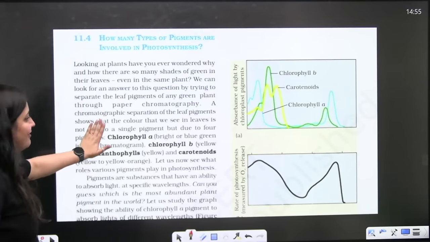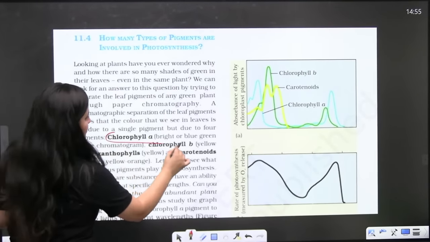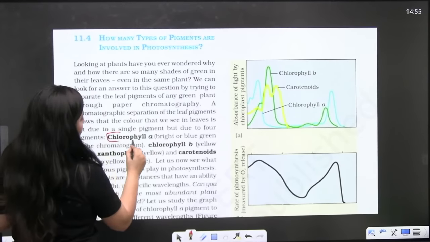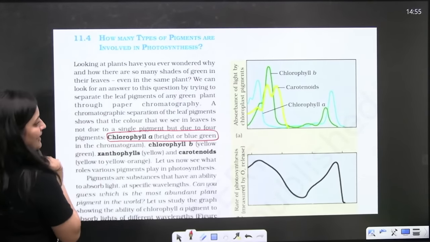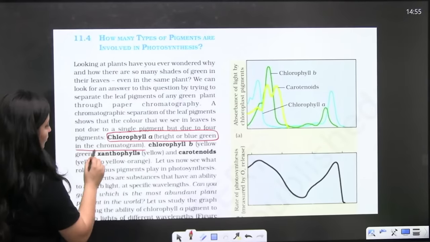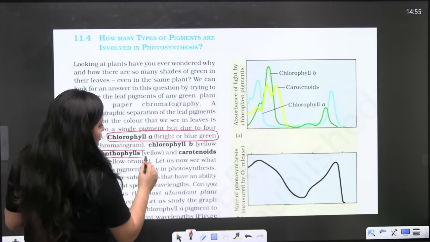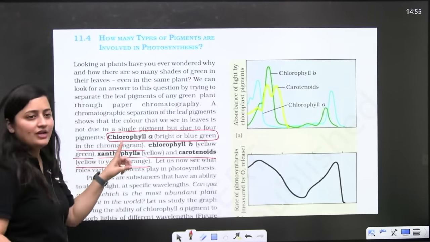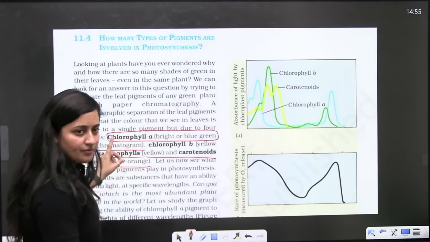In photosynthesis, the very first thing that you need to remember is this. Chlorophyll A will give a bright or blue green color on the chromatogram. Chlorophyll B will give yellow green. Xanthophyll is yellow, carotenoids are yellow to yellow orange. One MCQ can come from this part.